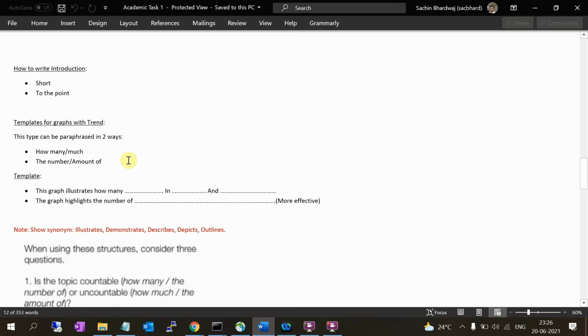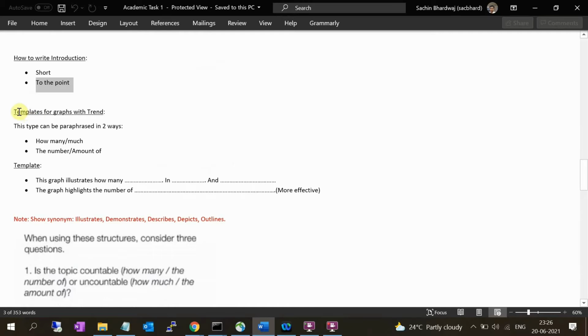So how to write an introduction? First of all, the important part is that it should be short and to the point, nothing else. Do not write additional words because it may waste your time. And we also have 150 words, just to remind you. First, we will take the first type, which is templates for graphs with trends.